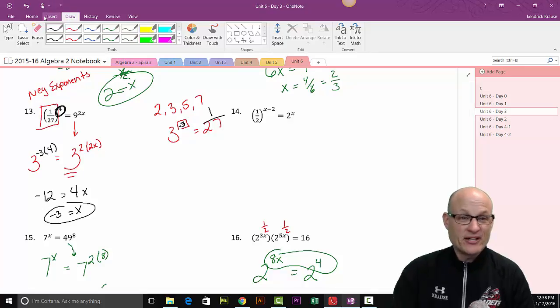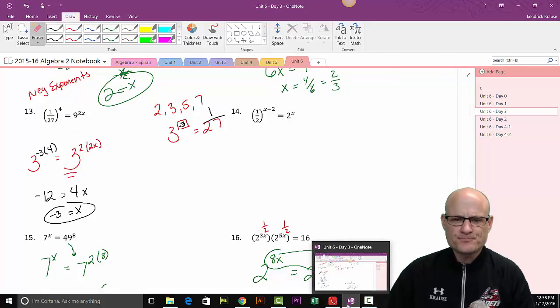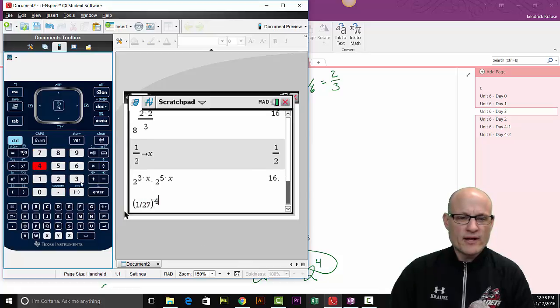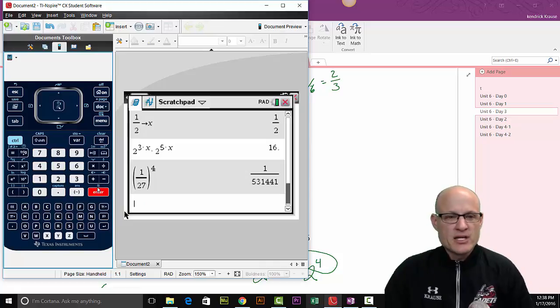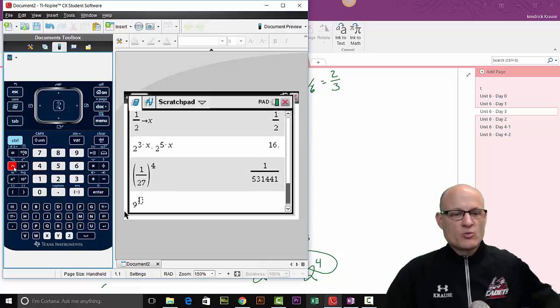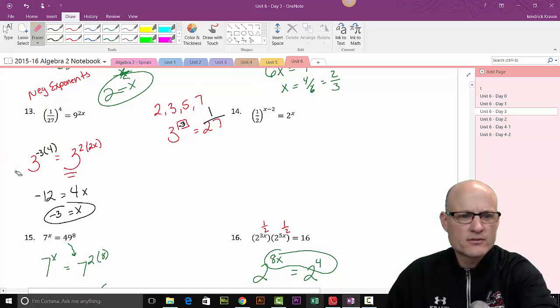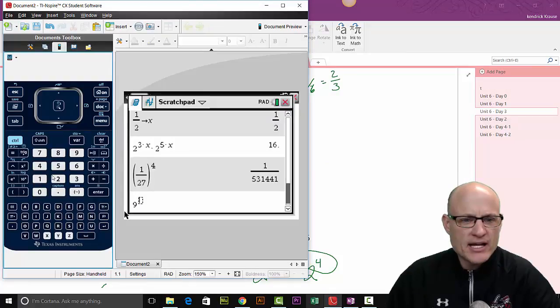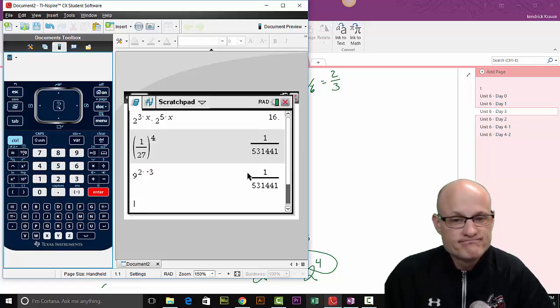Now, I'm definitely going to check that one because, wow, that looks complicated. So, first things first, the fraction 1 divided by 27 raised to the 4th. I don't know what that's equal to. There it is. Okay. Now, the other one was 9 raised to the 2x, and x was negative 3. So 9 raised to the 2 times negative 3. Same thing. All right, let's go back.